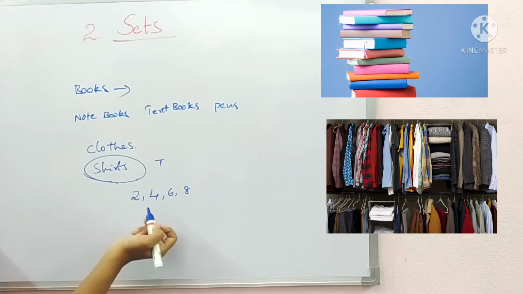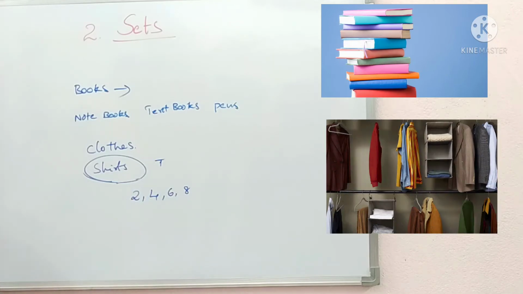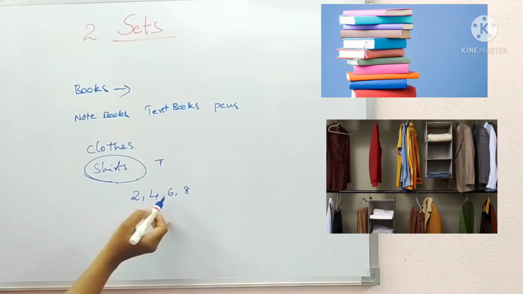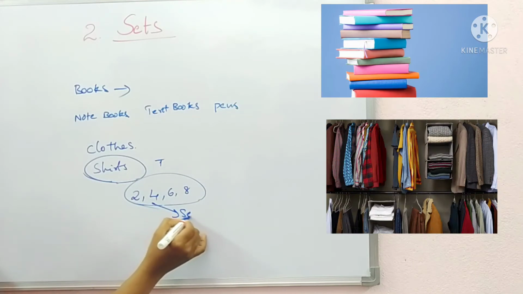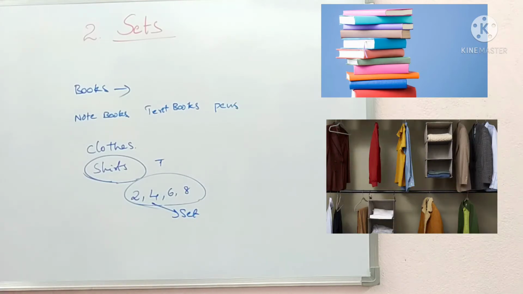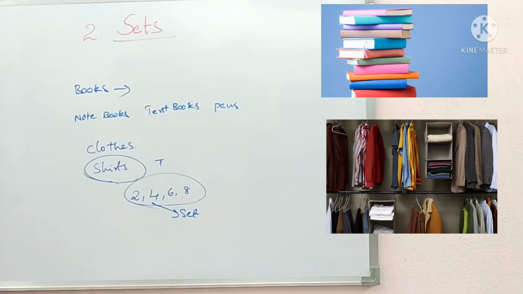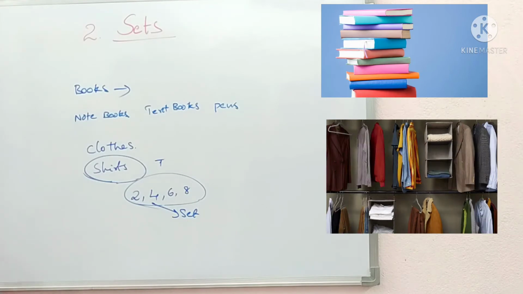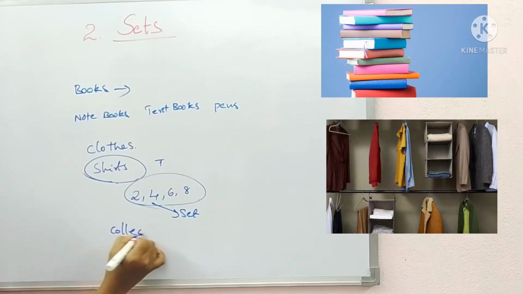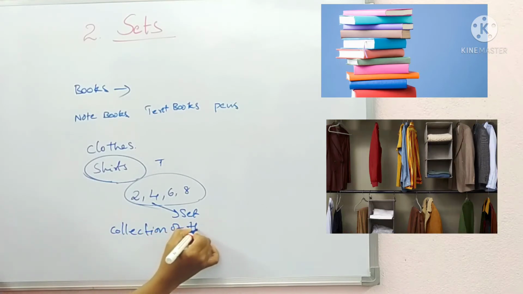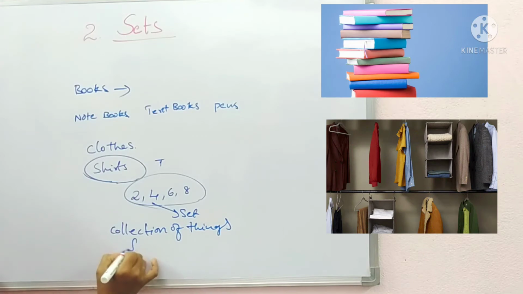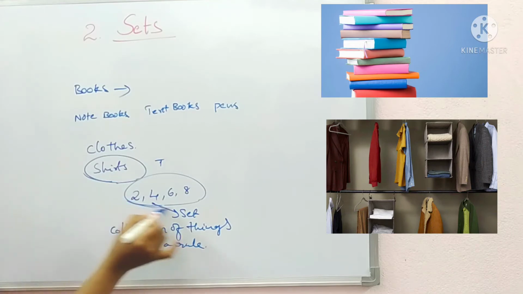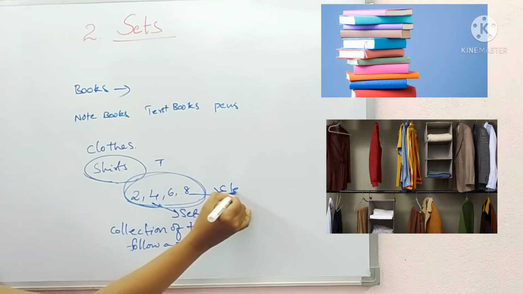So if I write 2, 4, 6, 8, all these numbers have one common rule. These are all even numbers, right? So they may be called a set. Okay, so I can define a set as a collection of things that have something in common or follow a rule. What is a set? A collection of things that have something in common or follow a rule is called a set. And the things in the set are called elements.